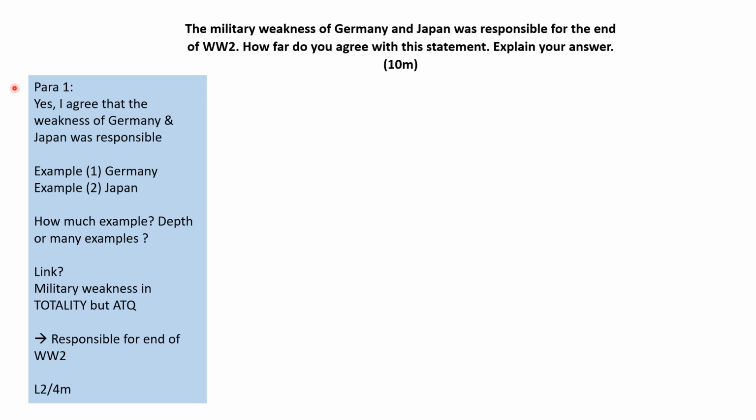Now, linking is the one that is important. Okay, so you can see that I'm answering the question, I'm giving examples. Okay, and when you give examples, you elaborate. Okay, you elaborate how these examples actually show the weakness of Germany and Japan. And finally, you actually link it back. You will be asking, okay, with this military weakness, right? You sort of summarize it in totality, but answer the question. Okay, do you think that at the end of it, this particular military weakness was really responsible for the end of World War II? Now, if you do this paragraph well, it is at a level 2, 4 marks.